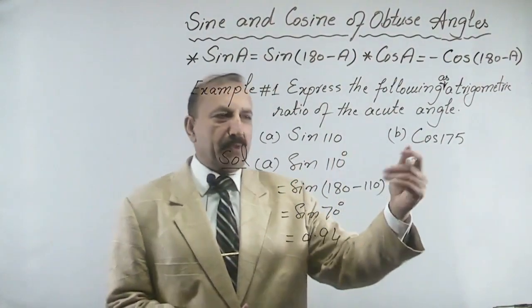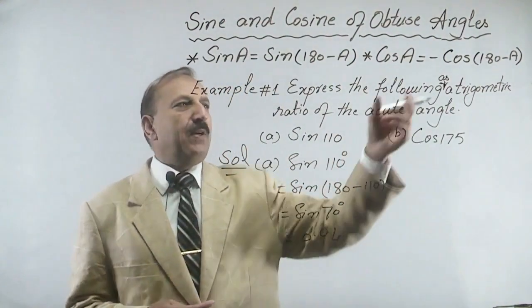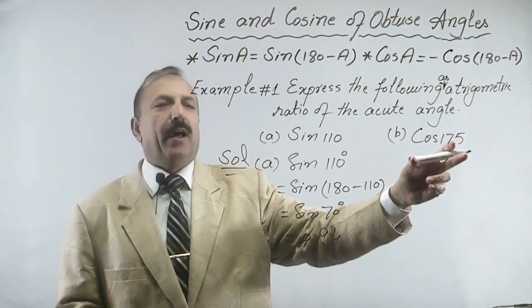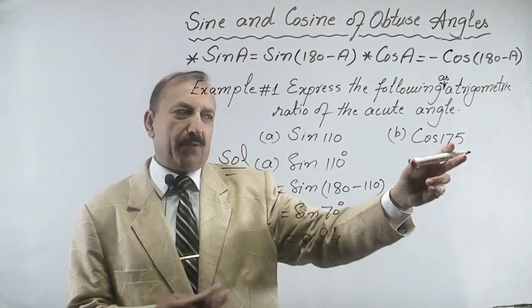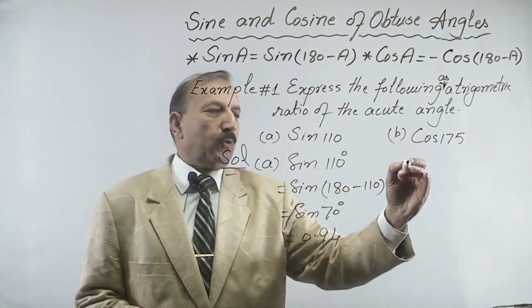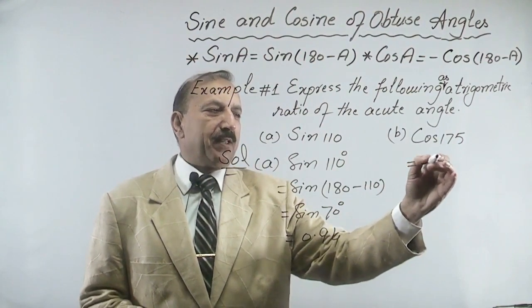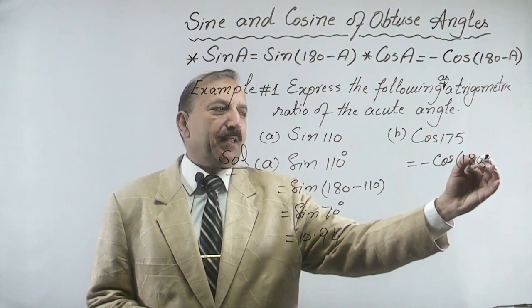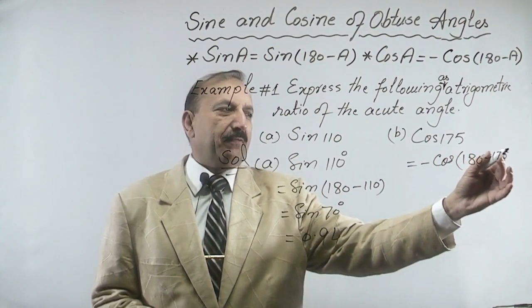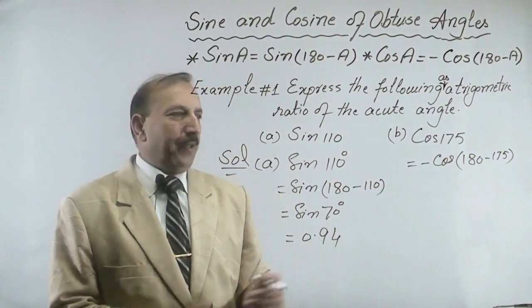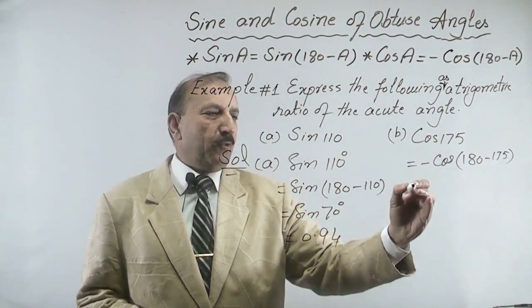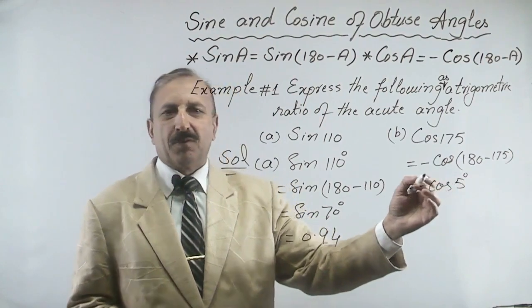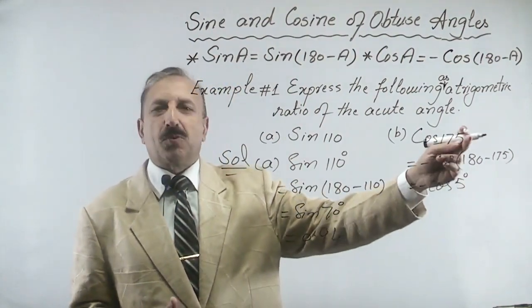Now look at part number B. In the same manner, with the help of this result, we will write cosine of this obtuse angle in terms of an acute angle and then find its value. So this will be equal to minus cosine of 180 minus 175. Now subtracting, we will get minus cosine of 5 degrees. This is now an acute angle, the given was an obtuse angle.